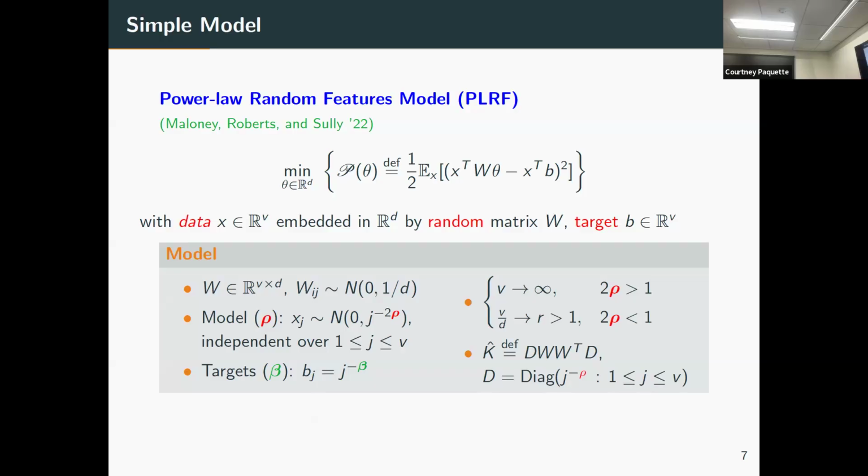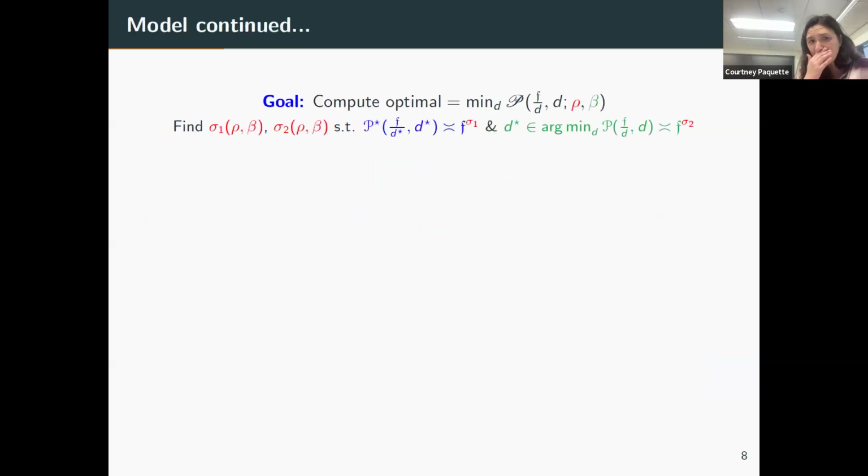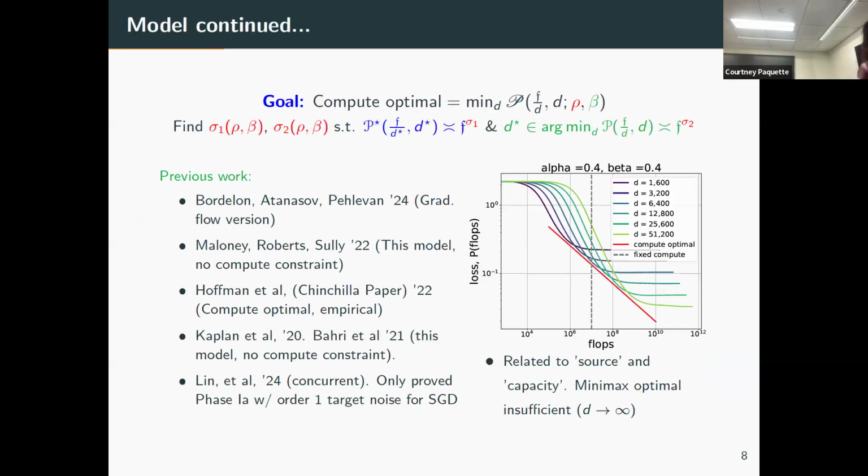My model is going to have J to the minus 2 rho. Sorry, I changed this because I was using alpha for something else. And my target is also going to have a power law distribution. I think most of you have seen this style before. This K hat, D W W transpose D, is going to play a role. D is going to be some diagonal matrix with the power law on it. And again, our interest is just to find these exponents. People in this room have worked on this problem using this model. It's a model which generates this picture here. It's related to things which people call source and capacity and all sorts of stuff. So this model is pretty well known.